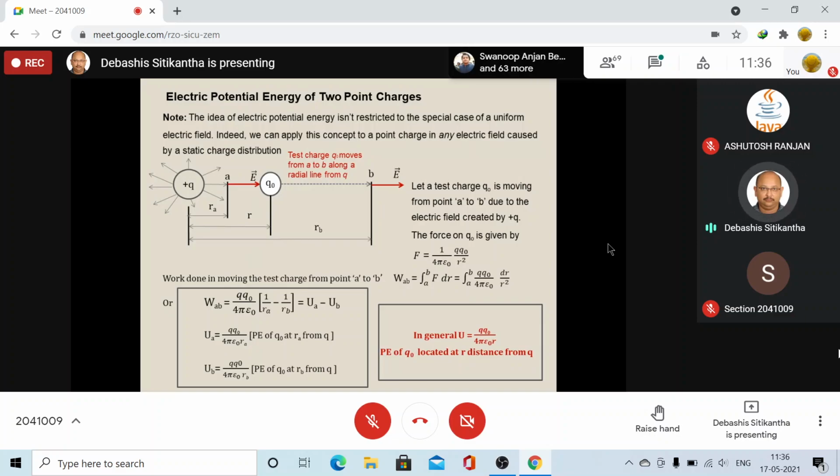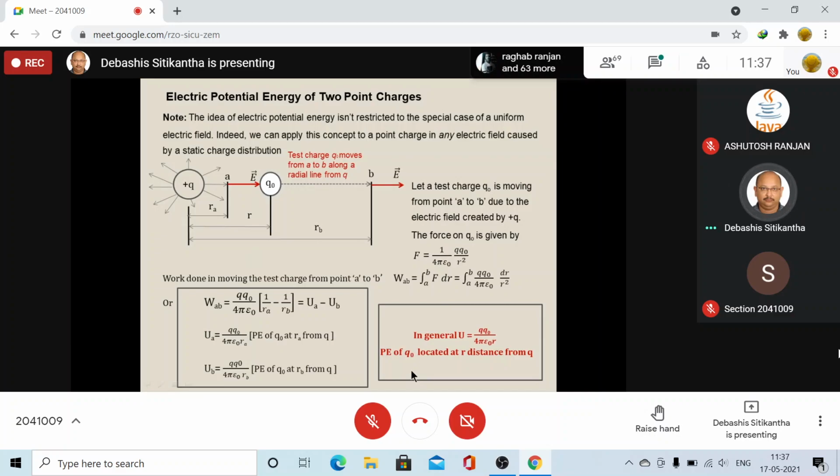At the point A, I am going to have some potential energy, and at the point B, I am going to have some potential energy. So at the point A, the potential energy is equal to q0 q by 4 pi epsilon 0 Ra, where Ra is the distance between the source of the electric field and the test charge. In the box in red color, I have written this expression. This is the most general expression for potential energy associated with 2-point charges.